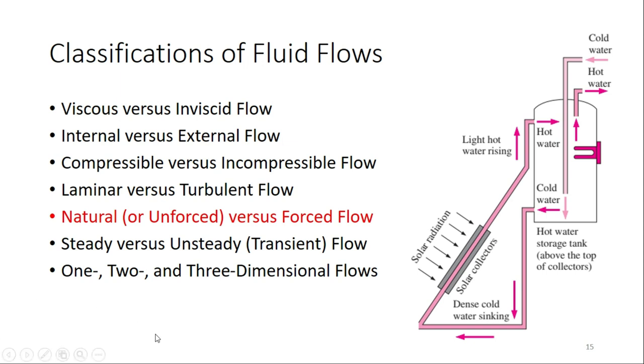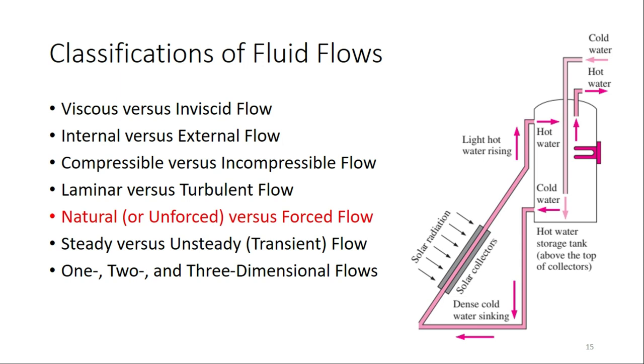The next category is known as the natural or unforced versus the forced flow. A fluid flow is said to be natural or forced depending upon how the fluid motion is initiated. For example, in forced flow, a fluid is forced to flow over a flat plate, over a surface, or in a pipe by means of external devices such as a pump or a fan. Whereas in natural flows, the fluid motion is due to natural means such as the buoyancy effect, which manifests itself as the rise of the warmer fluid and the fall of the cooler fluid.